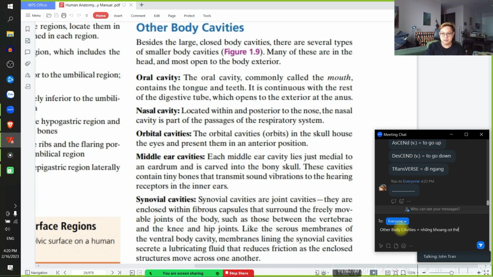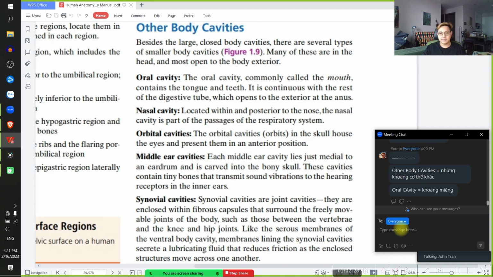Những khoang cơ thể khác. So oral cavity, nó gọi là khoang miệng. The oral cavity, commonly called the mouth, contains the tongue and teeth.